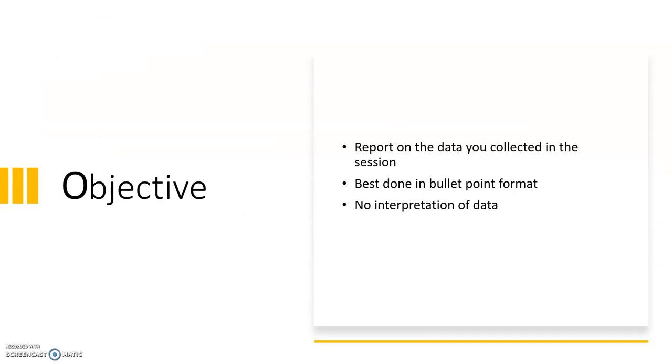The objective section is where you report on the data you collected in the session. This is best done in a bullet point format and is just reporting the data you collected. You are not interpreting any of the data.